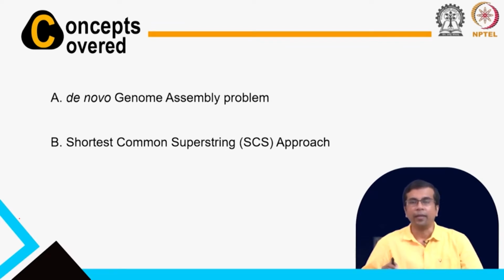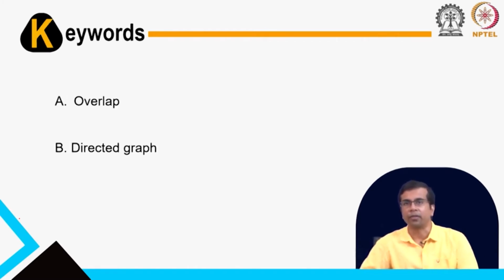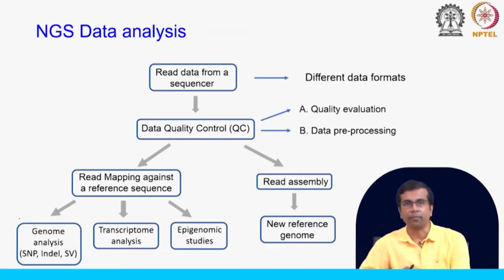And then we will talk about some ways to address this assembly problem, that is, how you go about assembling genomes from the reads that we get from the next generation sequencers. We will talk about one such approach today. It is called the shortest common superstring approach, or SCS approach, and then in subsequent classes we will talk about other approaches. The keywords that will come across today are overlaps and directed graph. So, let us begin.